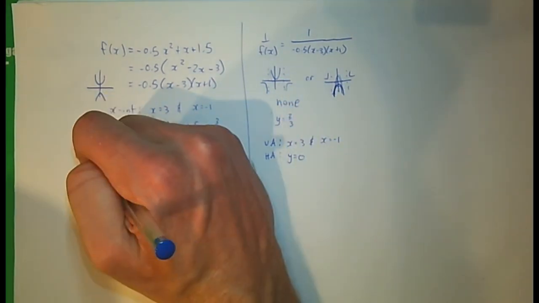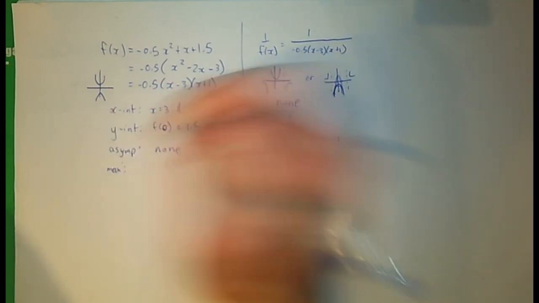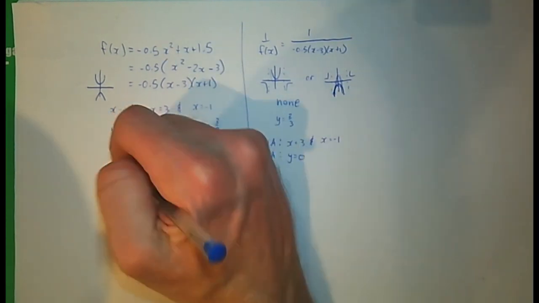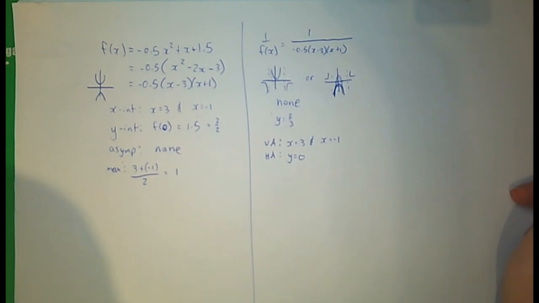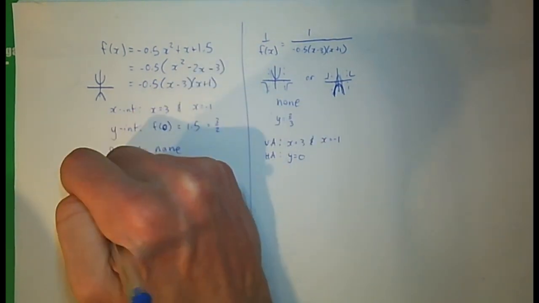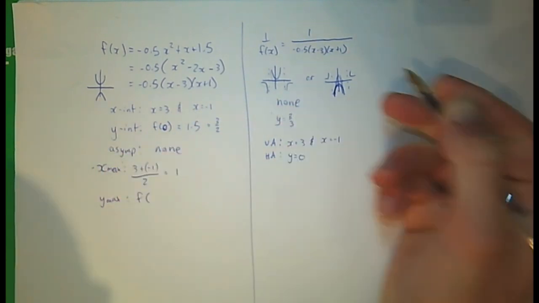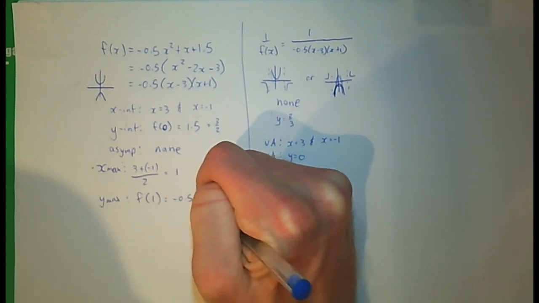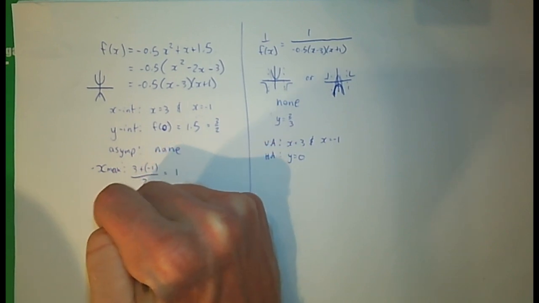So the vertex, the max or min, in this case it's a max, is going to be at the midpoint between the x-intercepts, so 3 plus negative 1 over 2, which is 1. That's the x of the maximum, x max, and y max is just whatever the value of the function is at 1, which is negative 0.5 plus 1 plus 1.5, so that's 2. So the max point on this one is (1, 2).